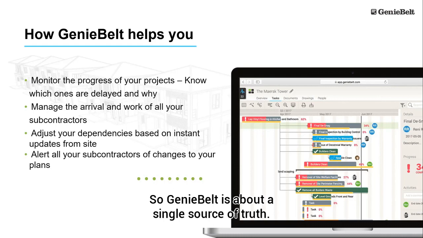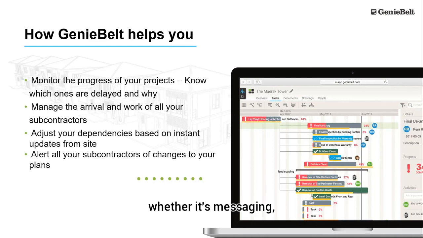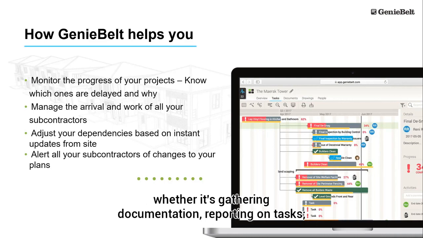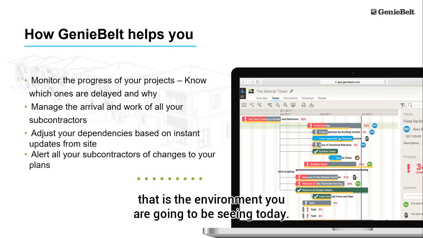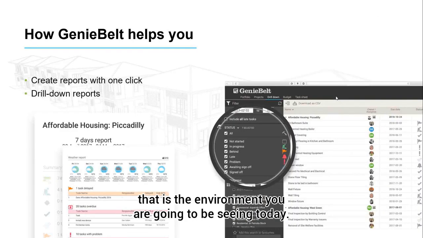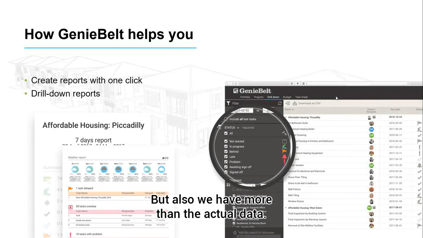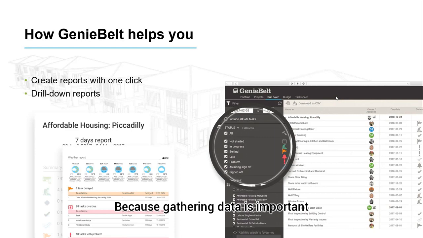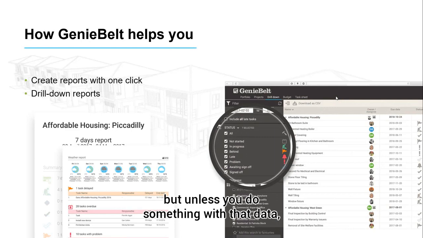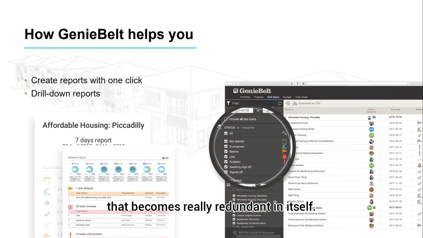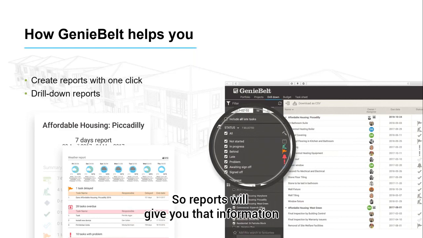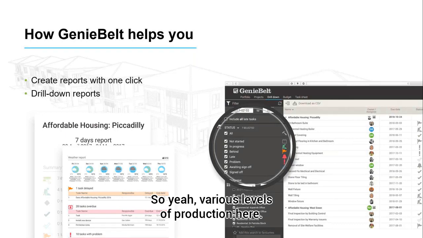So GenieBelt is about a single source of truth: one environment to communicate, whether it's messaging, gathering documentation, or reporting on tasks. That is the environment you are going to be seeing today. But we have more than the data, because gathering data is important, but unless you do something with that data, it becomes redundant. Because it's real time, you have the ability to produce real-time reports, which give you information on what was just produced just now. So there are various levels of production here.